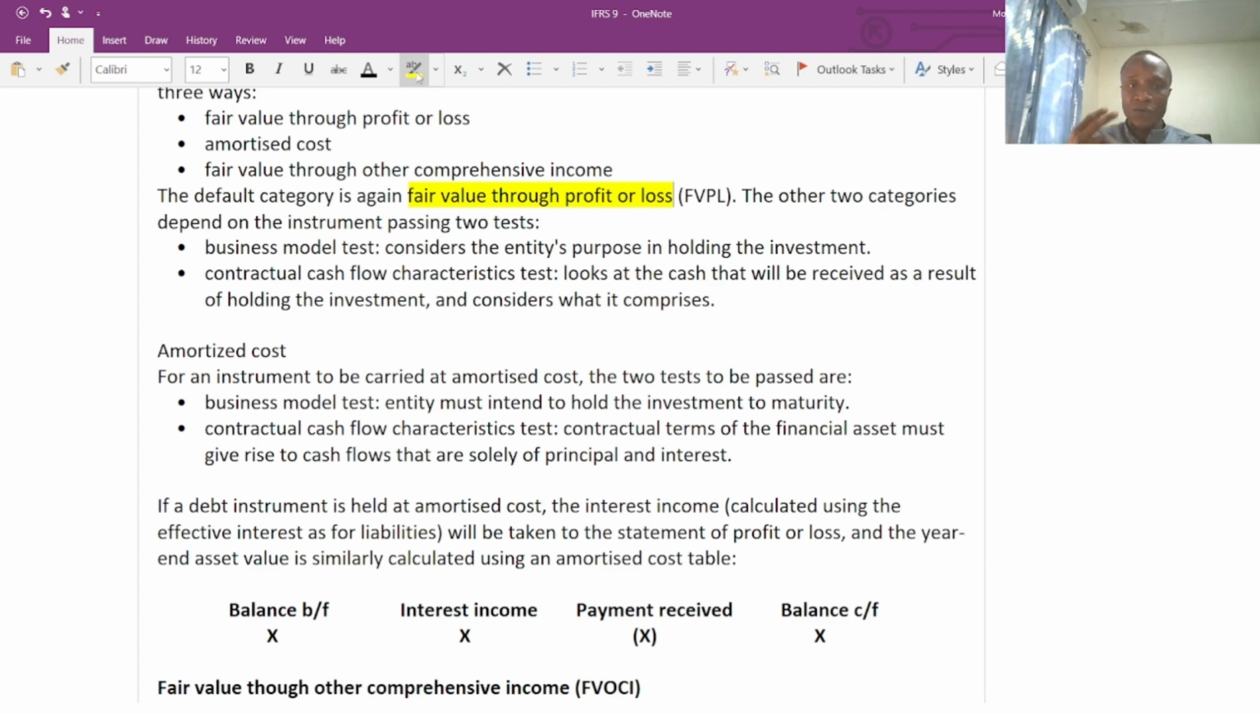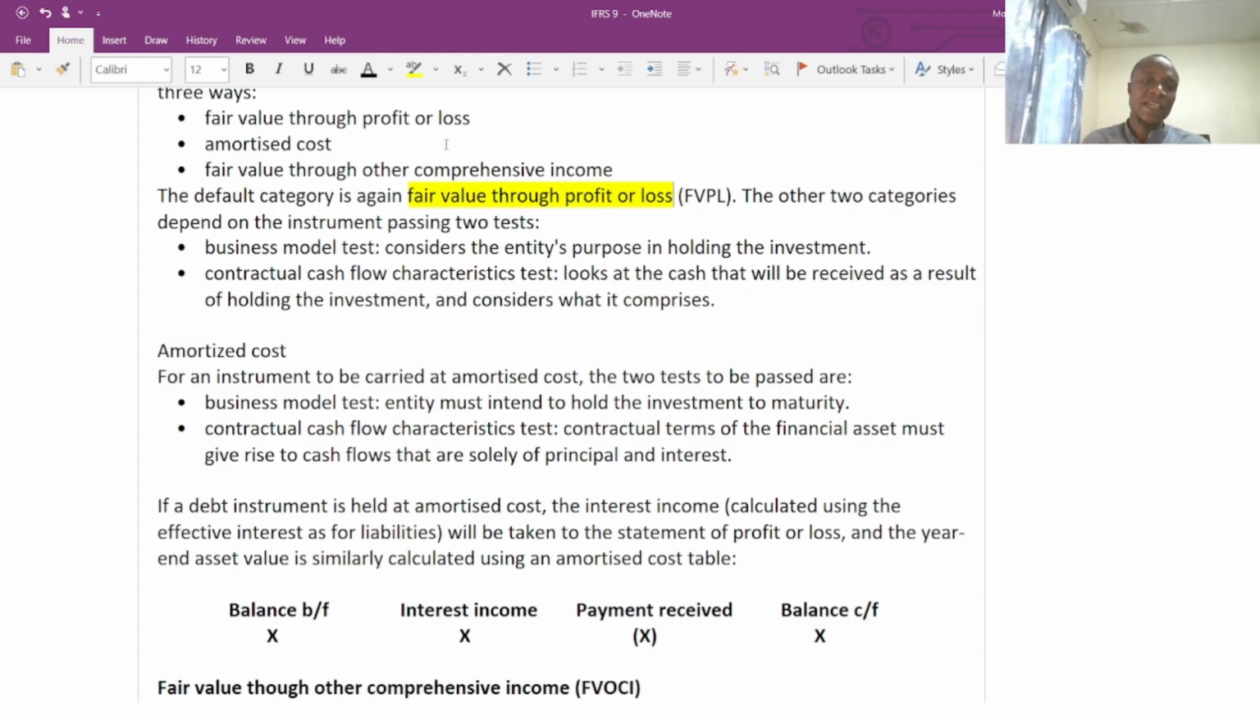Now for amortized cost and fair value through other comprehensive income, we are going to use these two categories depending on whether the instrument passes the two tests. One of the tests is the business model test. Another test is the contractual cash flow test. When you're talking about the business model test, consider the entity's purpose in holding the investment.